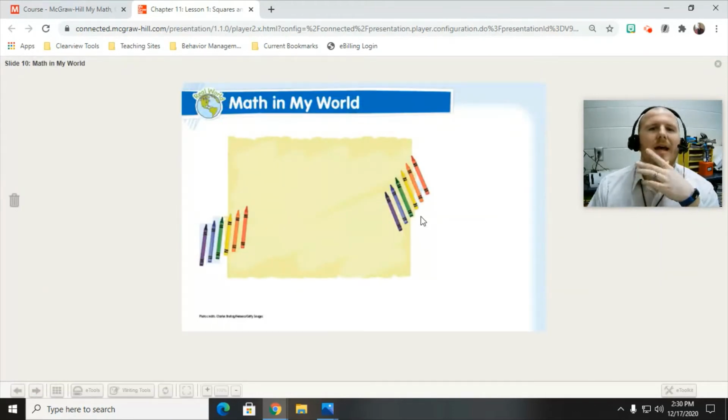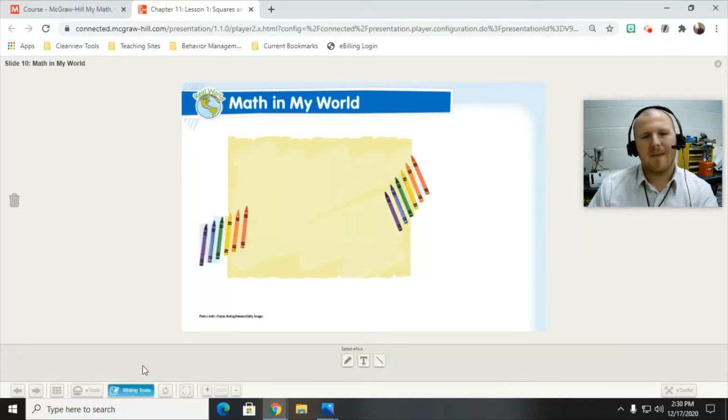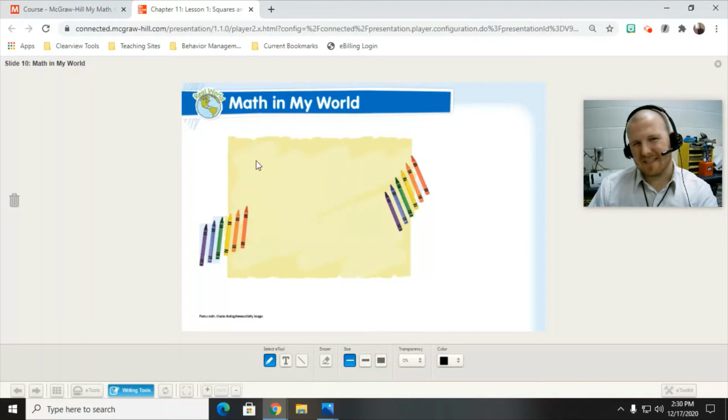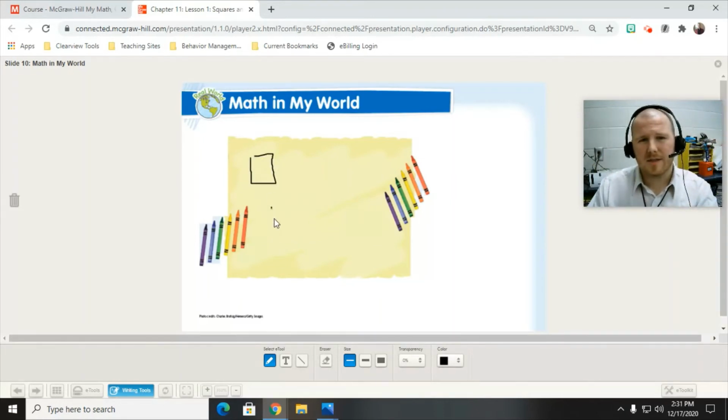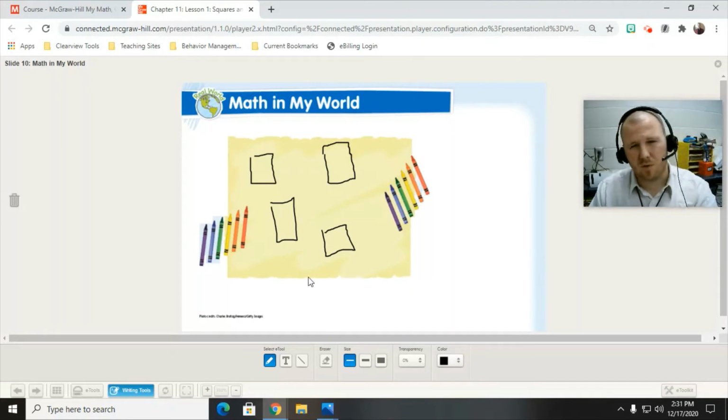Okay. So on this page, what we're doing, drawing squares and rectangles here. So the thing about this is that they want you to actually draw them. It'd be nice if you had something to trace around, but just try your best. Square, square. Ugh, that looks more like a rectangle. Square. And I'll do another rectangle over here. And they want you to color the squares blue and the rectangles orange.